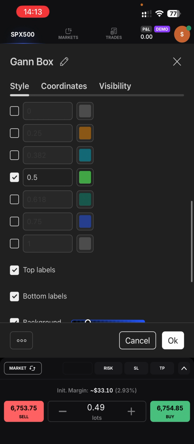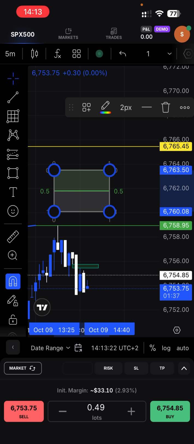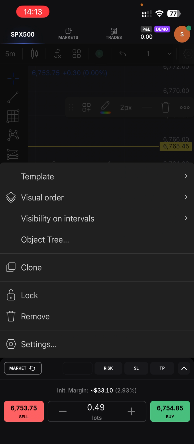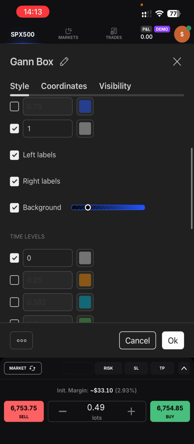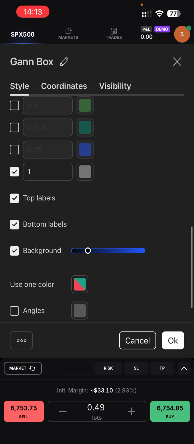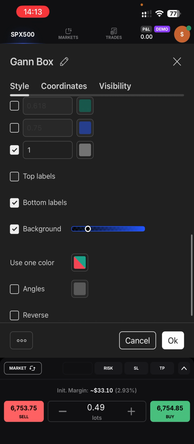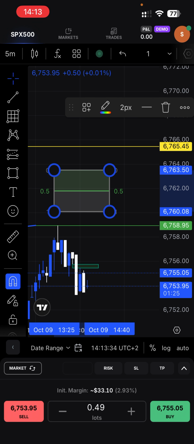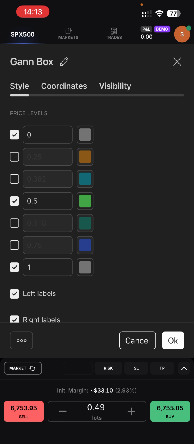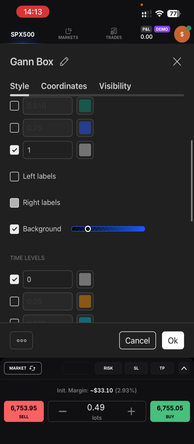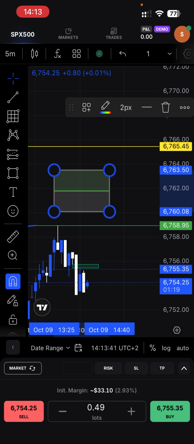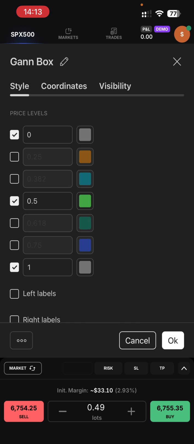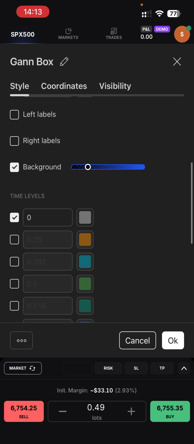I don't want labels though. I do not want labels. Top labels, bottom labels. Okay, I still have labels, bro. Why are you lying to me? Okay. So now the background should be... What if I turn both off? Nah, that's ugly.